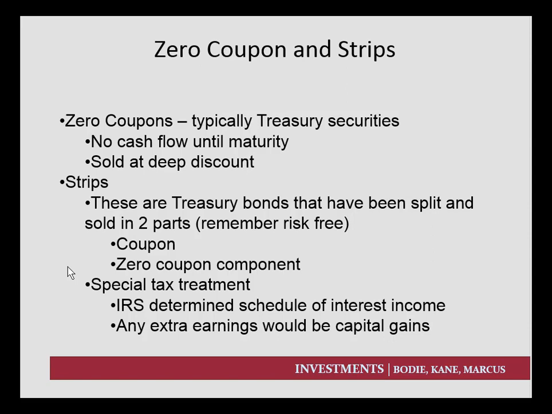Now, these bonds can be issued as zero coupons, or there are brokerage firms that may create these zero coupon bonds. In fact, they refer to them as strips. So they will take these treasury bonds and they will create two securities from the one instrument. So they'll have a coupon instrument and they'll have the zero coupon principal component or piece. Now remember, both of these are still risk-free investments.